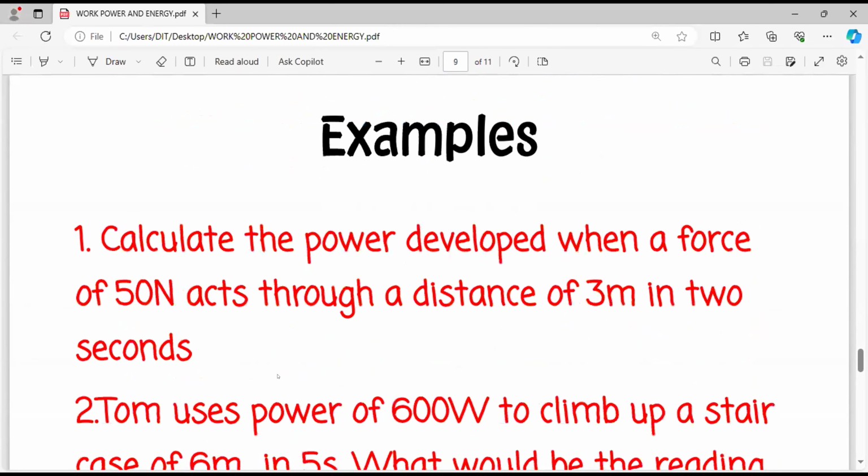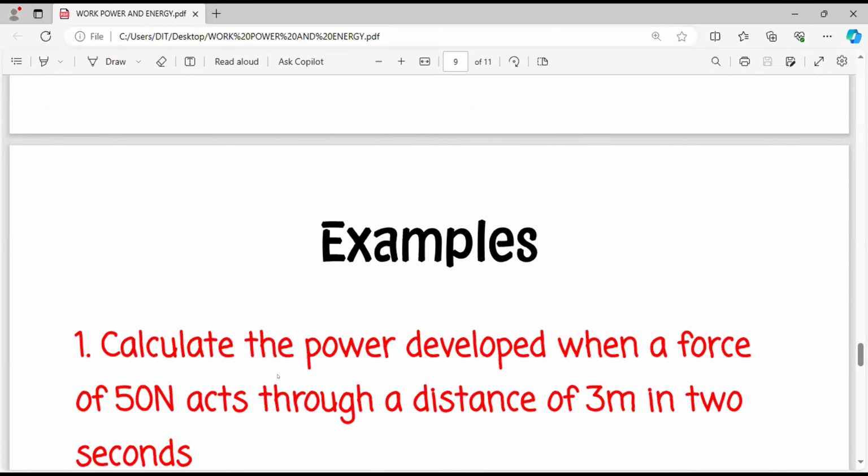We start with example 1. Can someone read for us example 1? Mary Blessing. Calculate the power developed when a force of 50 newtons acts through a distance of 3 meters in 2 seconds. Okay. They are telling us to calculate the power that is developed when a force of 50 newtons acts through a distance of 3 meters in 2 seconds.